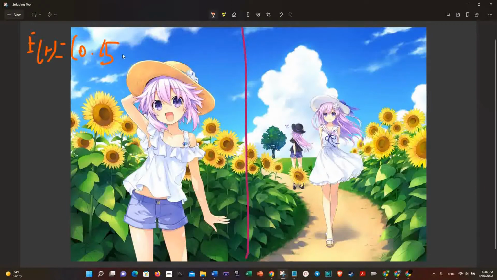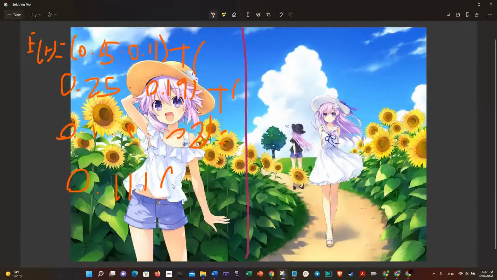If you do E of R is equal to 0.65 times 0.11 plus 0.25 times 0.19 plus 0.1 times negative 0.08, that is equal to 0.1110 or 11.1%. You are correct.